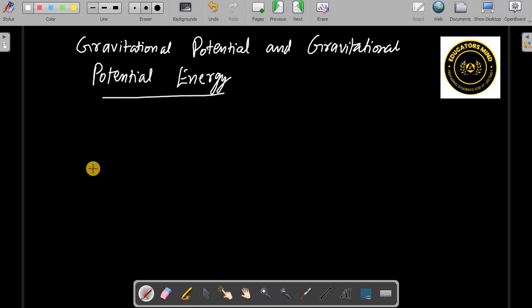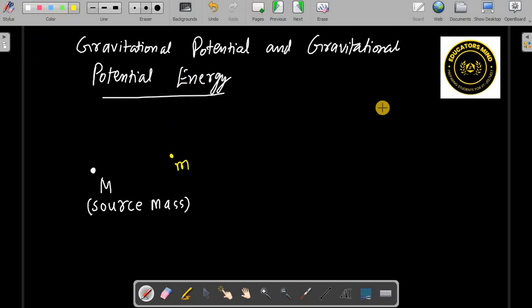So let us consider that there is a mass. You can say it is a source mass. Because of the source mass, if any object of mass m is brought near, it will experience a force because this source mass is creating a field. Because of that, there is a force on any object kept nearby. Now, what is the concept of gravitational potential?